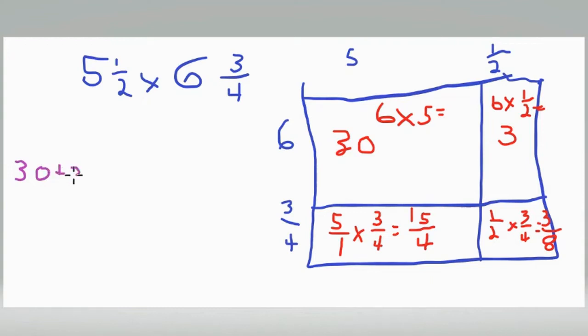So now, altogether, we have 30 plus 3 plus 15/4 plus 3/8. So we're going to have to go ahead and figure out the fraction piece here. It's going to end up being more than a whole because we could tell that 15 is greater than 4. So we know it's going to be more than a whole, and it's going to be adding to our whole numbers. So I'm going to go ahead and turn this one into a mixed number, and then we're going to find a common denominator to add the 3/8.